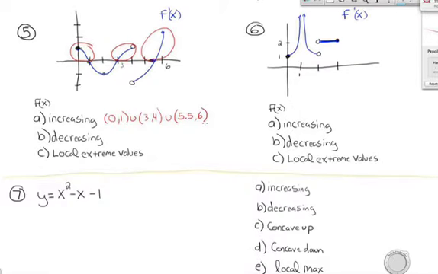We're decreasing whenever we're negative, and so that would happen when my derivative is negative, I should say, and that would be from 1 to 3, and let's see here, it looks like 4 to 5.5.